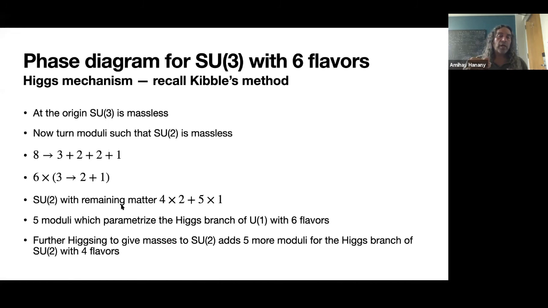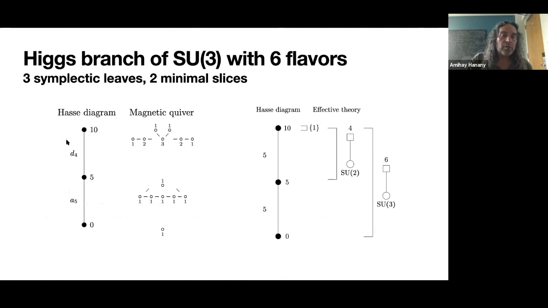At any other point, SU2 is fully broken, and now the moduli space is five plus the previous five, 10-dimensional. So that's what is depicted in this part of the Hasse diagram. The transverse slice is D4, the minimal nilpotent orbit of SO8, and the moduli are 5. The leaf has dimension 10. Any question for this derivation using the Higgs mechanism?